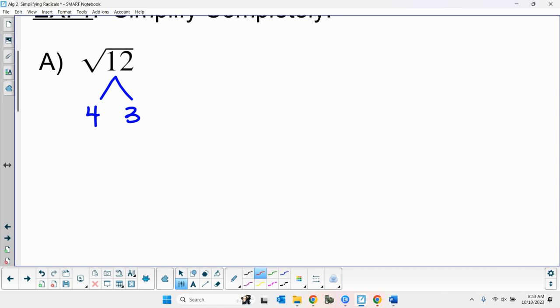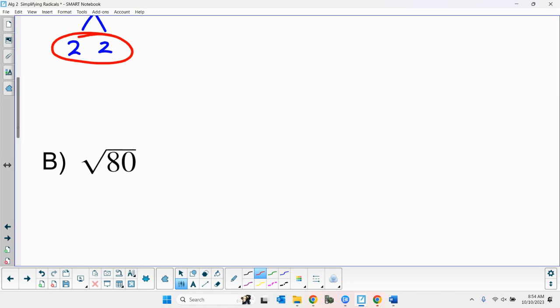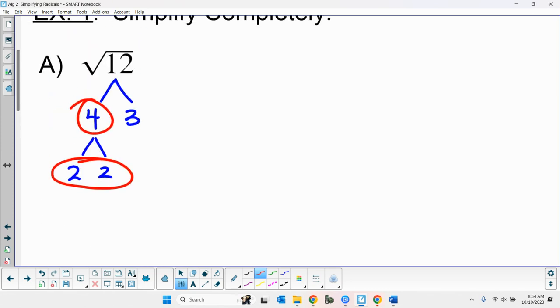Okay, now I like to stop there and circle the 4 because 4 is a perfect square. Some kids will do this. Make this 2 and 2. And look for and circle those because there's a pair of 2's. So when you're looking for square roots, you're looking for pairs. For every pair, you can take that number out. I have a pair of 2's, so I can take a 2 out.